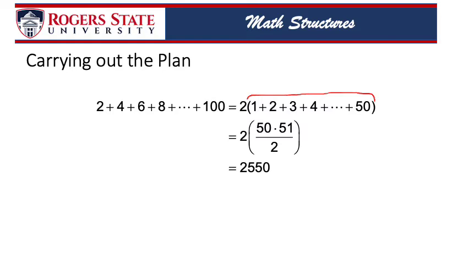So that 2 cancels with that 2, which means all I've got is 50 times 51. I get out my calculator, and yes, we can use a calculator on this. We don't have to do it by hand. 50 times 51 is 2,550. And I got my problem solved. Okay, does this make some sense? Do you see how simple that problem is?